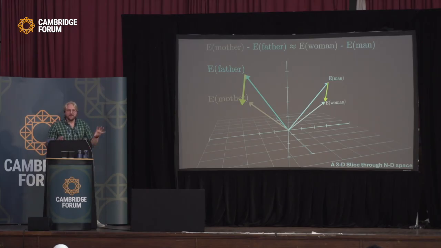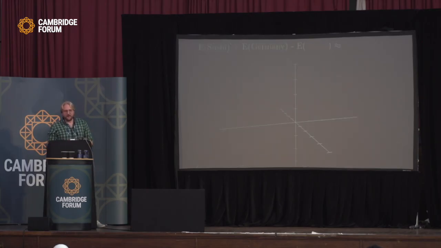And this is a 3D slice now through a multidimensional space. And the same applies to food. So if you take the distance between Japan and Germany, and then you travel that same distance from the word sushi, you might reach a word that's a bit like bratwurst.